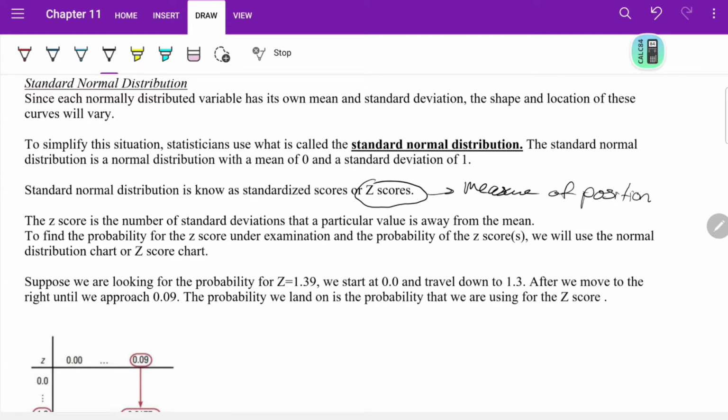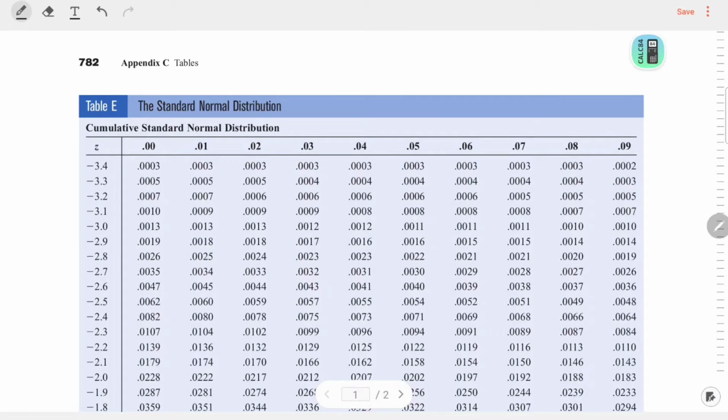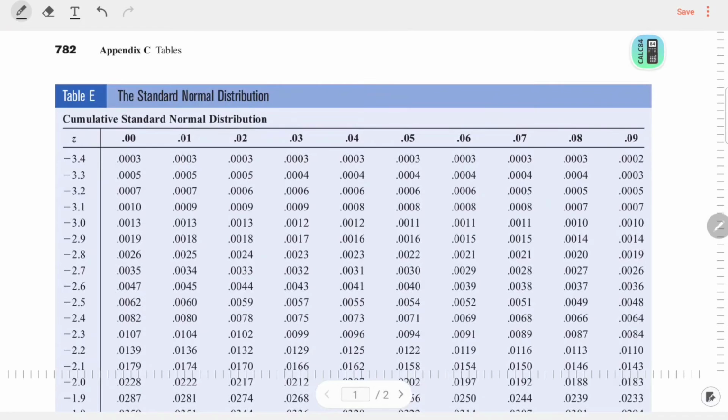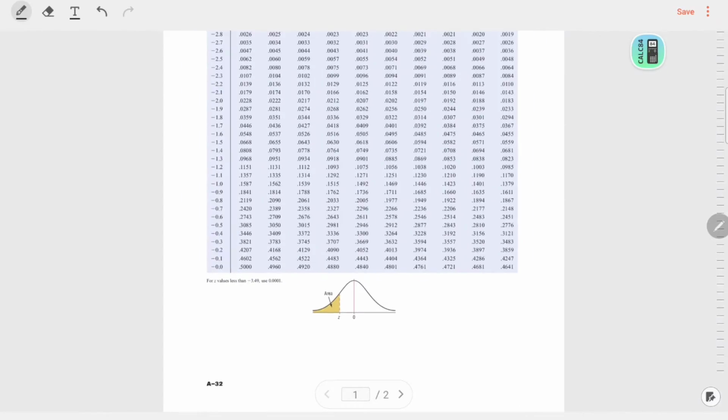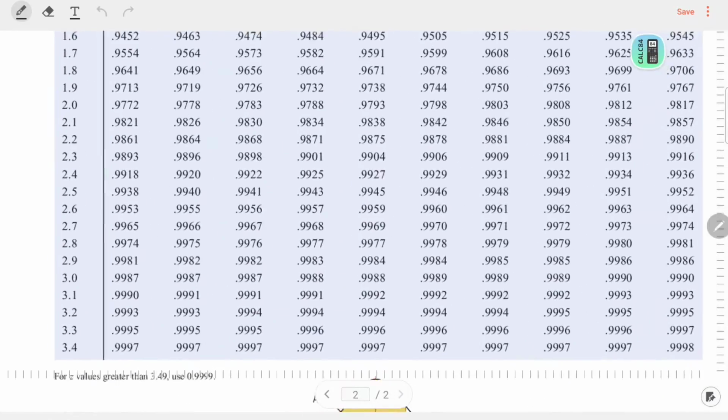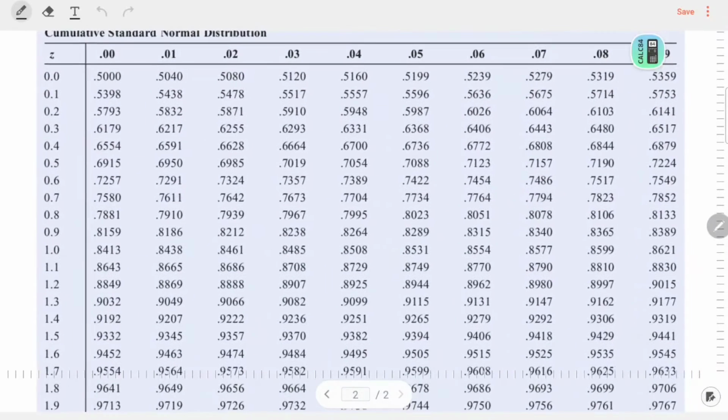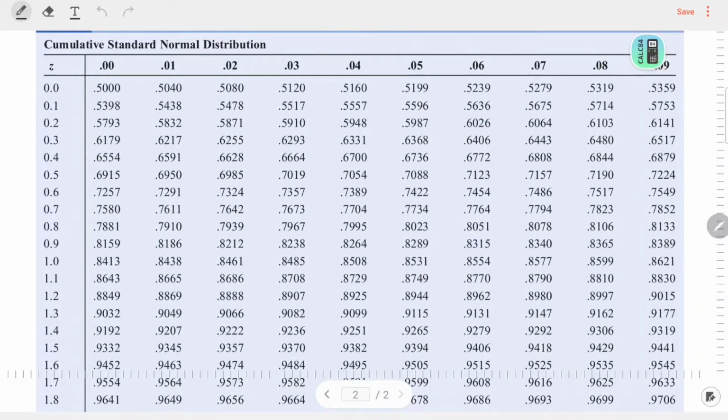Now, here is the way to read a standard normal distribution chart. I'm going to pull one up right now. This is what a standard normal distribution chart looks like. There are two sides to it. There's a negative side for z-scores, and then there is a positive side on the second page, page 1 and page 2. Depending on what the z-score is, you will determine which side you will use.